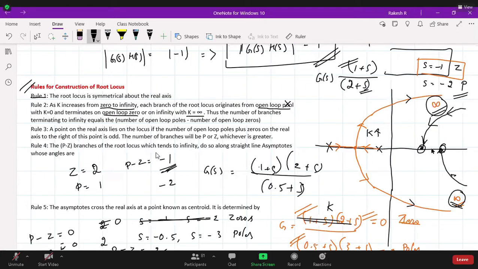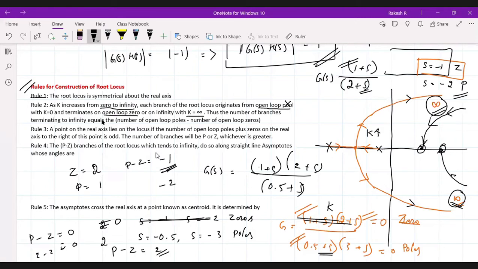This is what it is, right? Terminating at infinity or coming from infinity. This is what we need to understand here.